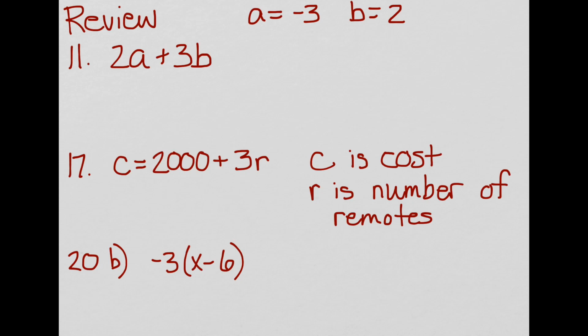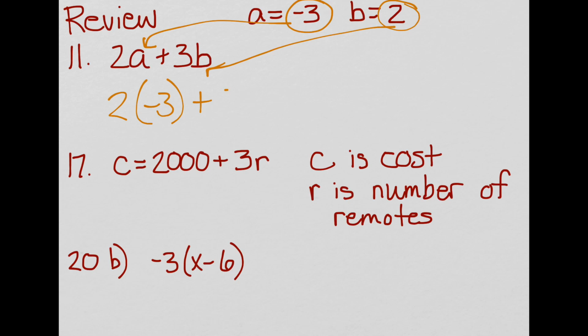Now we're on to the review on the back. Hopefully everybody remembers how to evaluate. Evaluate is when I tell you that a letter means something else, and so instead of A, I'm going to replace an A with a -3, and instead of B, I'm going to replace that with a 2. So I'm going to get 2 times -3 plus 3 times 2. Hey, that's -6 plus 6, and that ends up being 0. Cool.